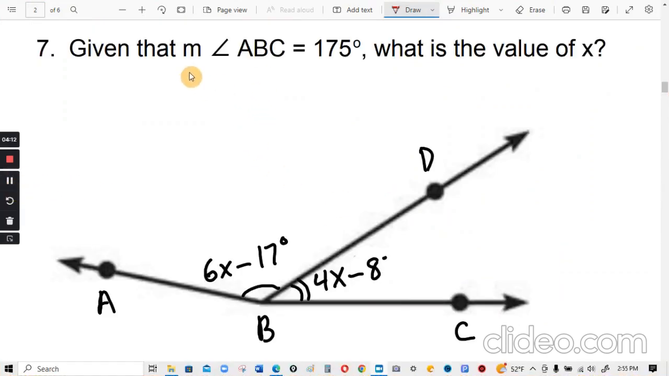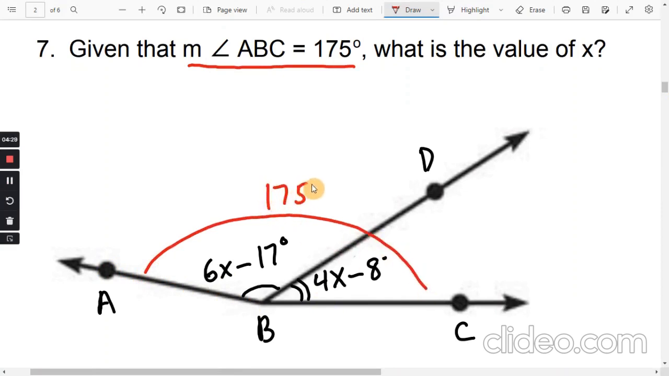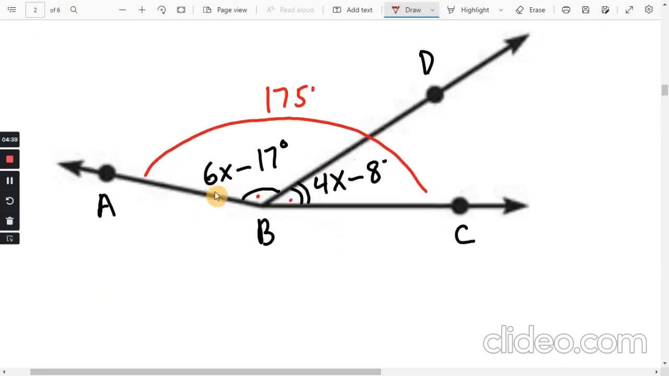Okay, number 7, it says the measure of angle ABC is 175. So this is ABC, this whole thing from A to C. ABC is 175. Okay, so we have this angle here, and we have this angle here. If we add them together, they should be 175. So that's what I'm going to do.